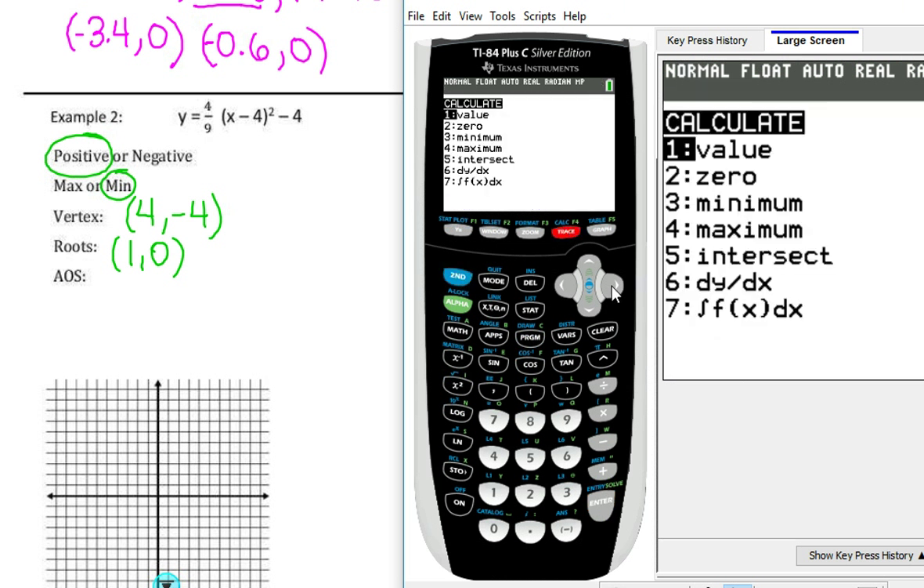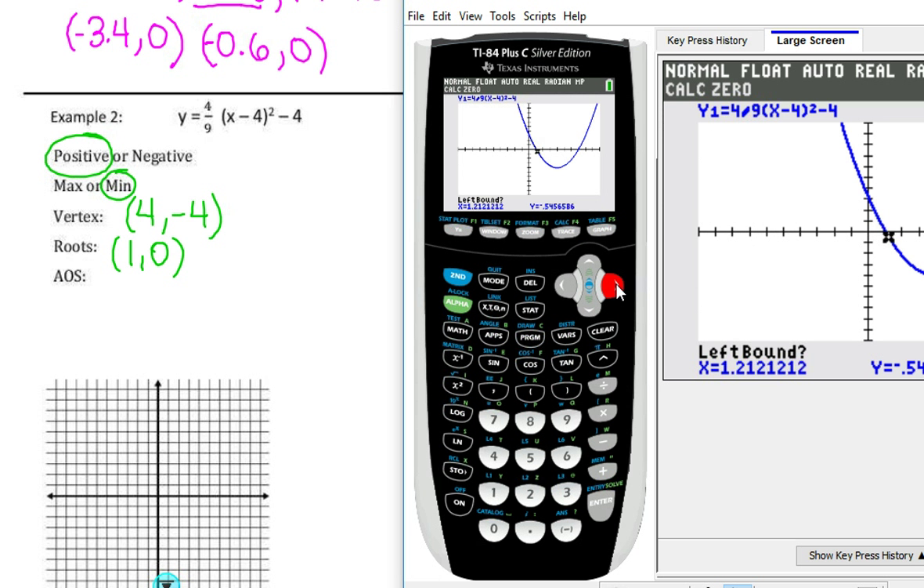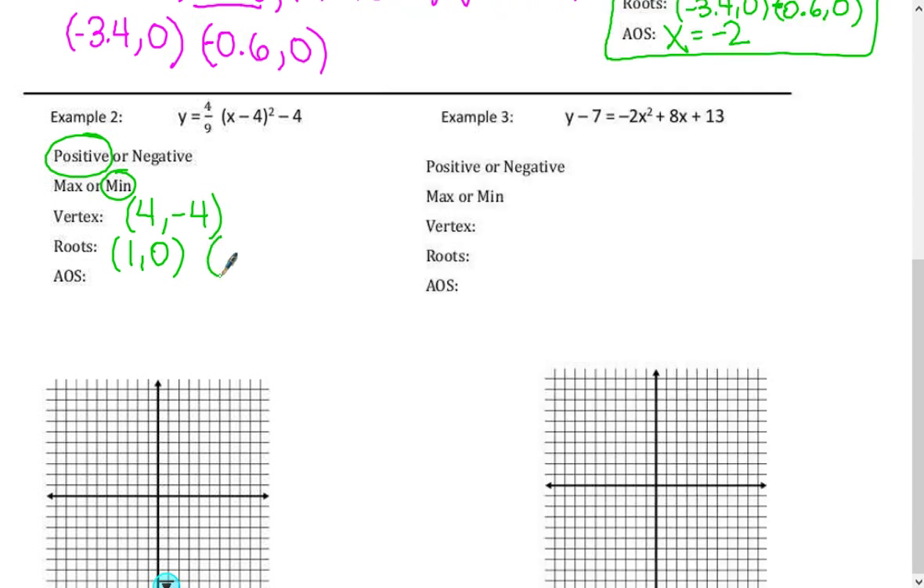Second trace, finding my other zero. Now I have to do the same thing. Put your cursor to the left side of your x-intercept, hit enter. Put your cursor to the right side of the x-intercept and hit enter one more time. And this zero is at (7, 0).